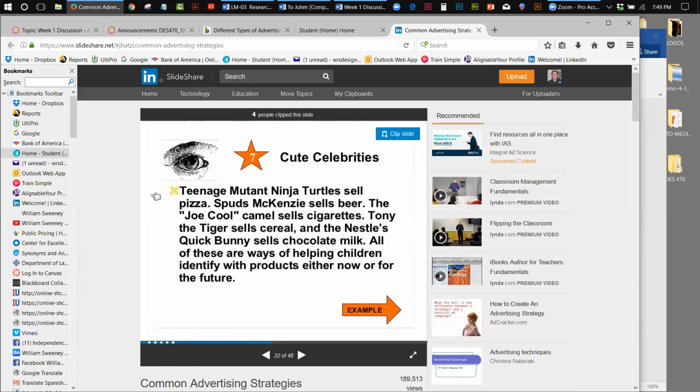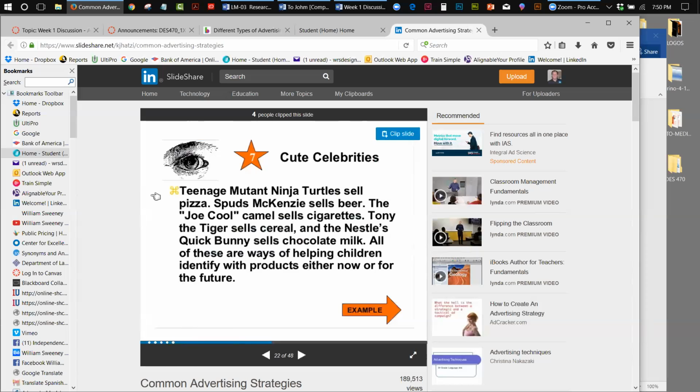There's this one, what is the product? I can't even remember the product, but there's a couple of ones that I've seen recently where they use celebrities that are anything but cute. But Teenage Mutant Ninja Turtles sell pizza. Spuds McKenzie sells beer. Now, these are not celebrities like you would think, like Michael Jordan or, I'm trying to think of a girl. I can't, for some reason, think of a girl. But Spuds McKenzie isn't really a celebrity. What he is, he's a brand identifier. That's what he really is.